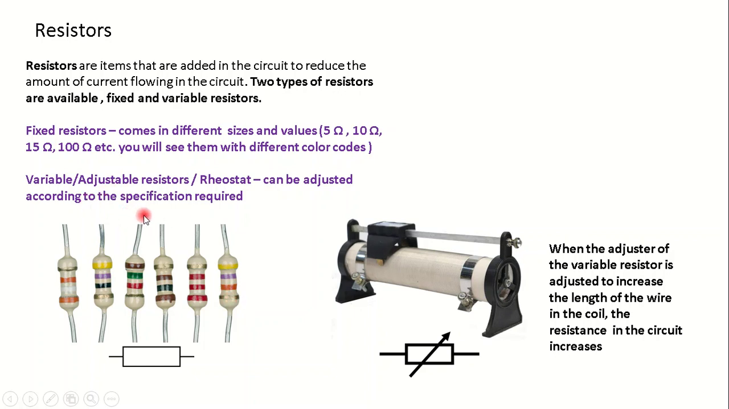Then the variable resistor or rheostat, like what we have here. This kind of resistor can be adjusted according to the specification required. If you need 5 ohms, if you need 10 ohms resistance, then you need to adjust it. When the adjuster of the variable resistor is adjusted to increase the length, like when you move it towards the side to increase the length of the wire in the coil, the resistance will increase. This is because the resistance is proportional to the length. So the more you increase the length of the wire in the coil, the more electric resistance it offers.